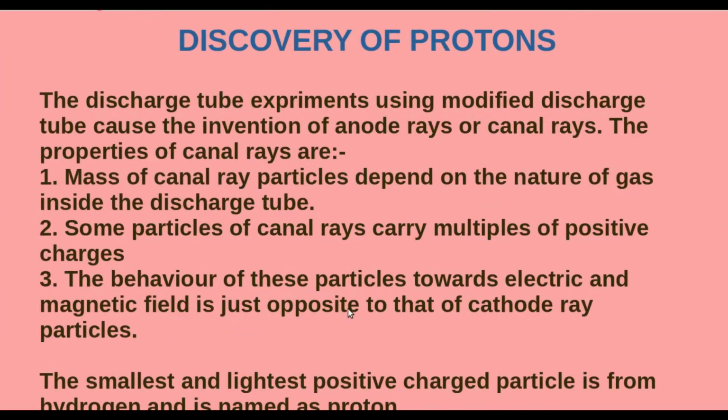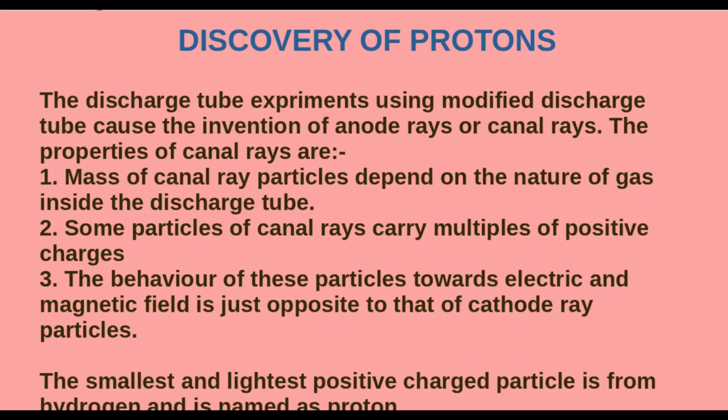Later, the proton was discovered by Rutherford by doing the discharge tube experiment using a modified discharge tube, and anode rays were discovered. The anode rays are also called canal rays. The properties of canal rays are: the mass of canal ray particles depends on the nature of the gas inside the discharge tube. Some particles of canal rays carry multiples of positive charge.